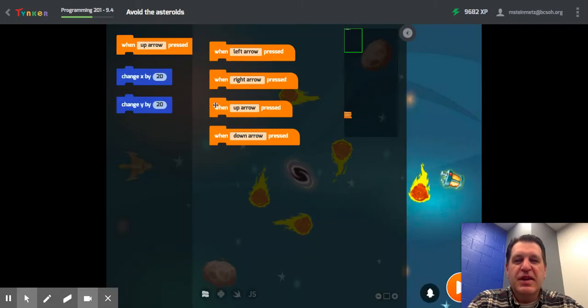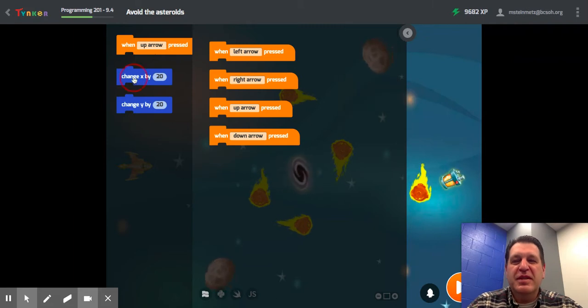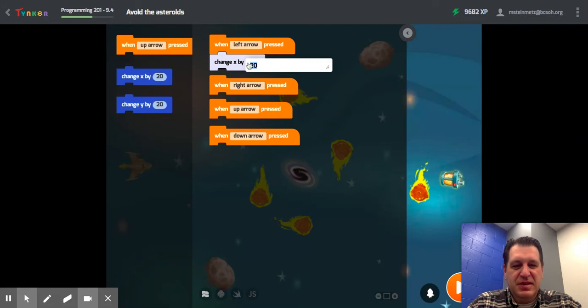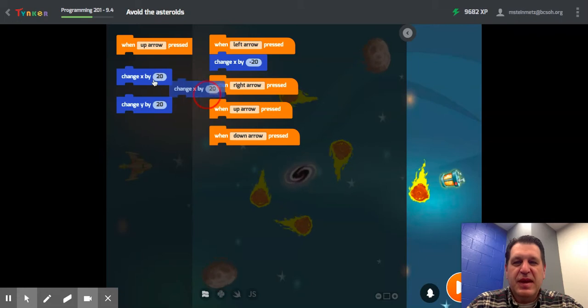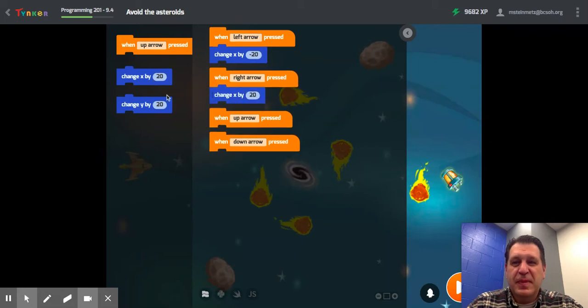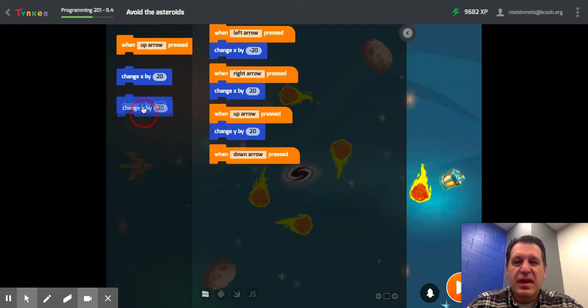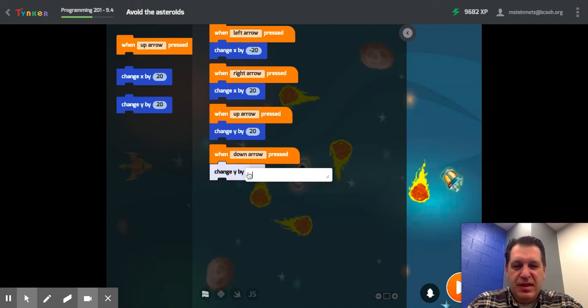And the key thing here is to remember that left and right is the X axis. So the left arrow is X negative 20. Right arrow is X positive 20. Up and down are the Y axis. So up is Y positive 20 and down is Y negative 20.